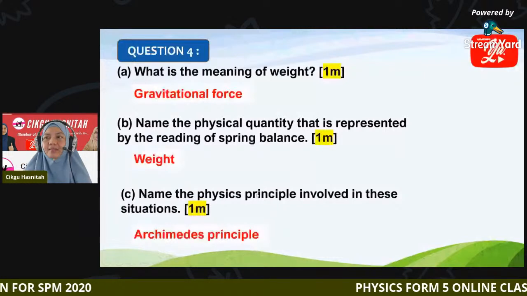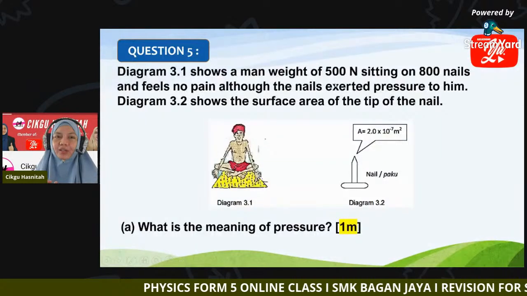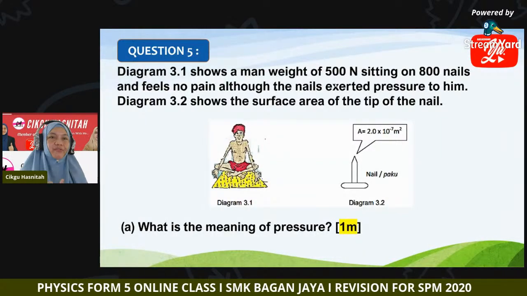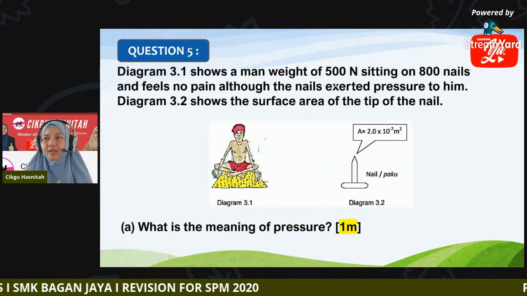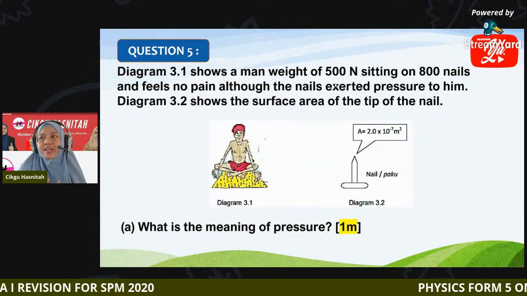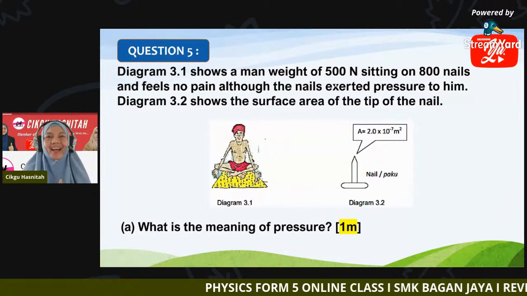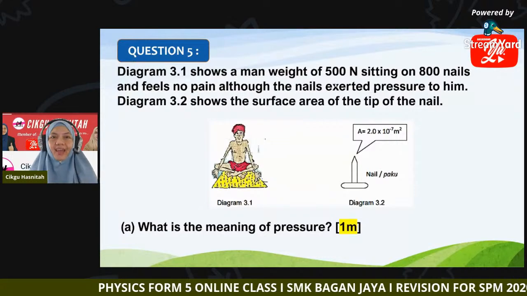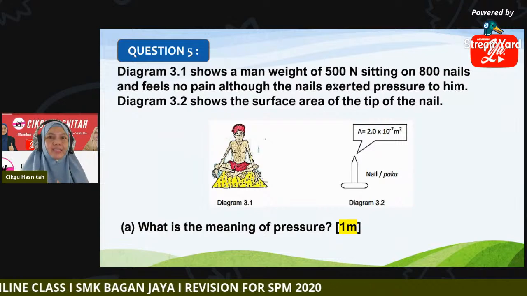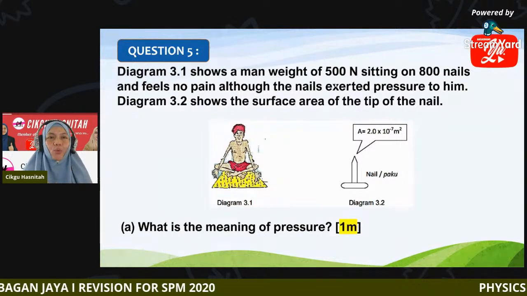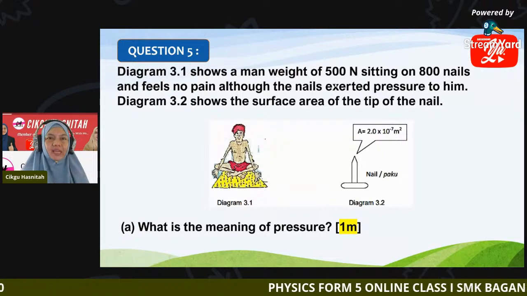Okay, next. We go to question 5. Very fast. Question 4 is just short. Now question 5. This is again pressure, chapter 3, forces and pressure. You can see diagram 3.1. A man is sitting on 800 nails, and he feels no pain at all, although the nails exert pressure on him. While diagram 3.2 shows the surface area of the tip of the nail.